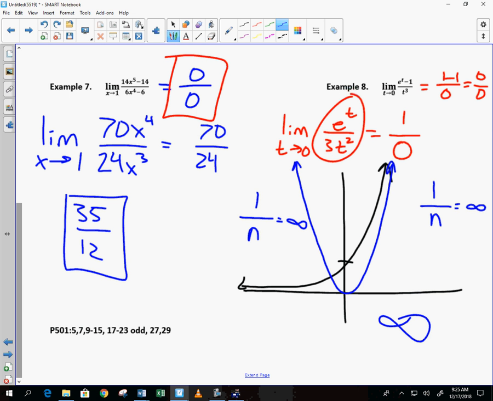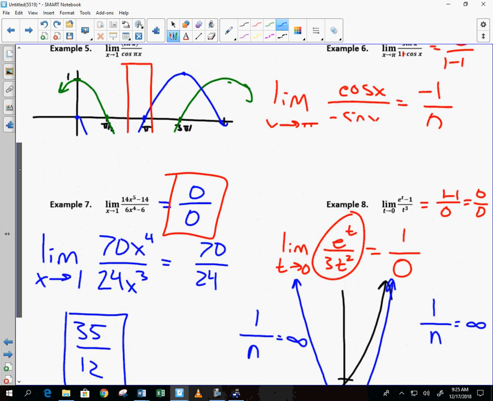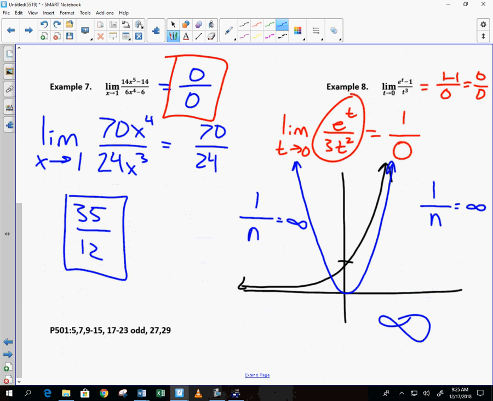You saw a situation where the limit did not exist. You see this situation where the limit definitely does exist. If you get 1 over 0, you cannot say does not exist. You need to check the graphs and consider that extension.